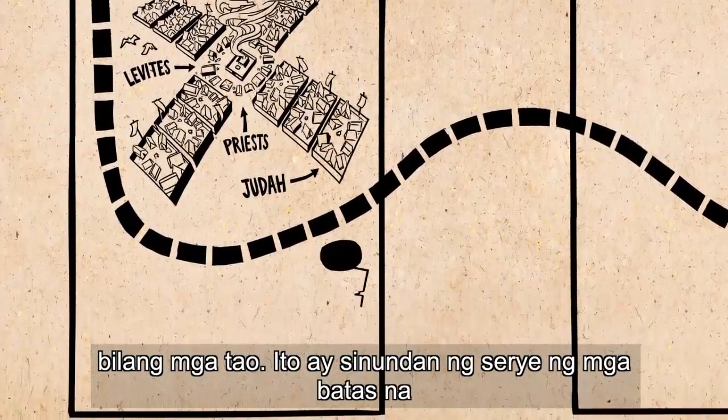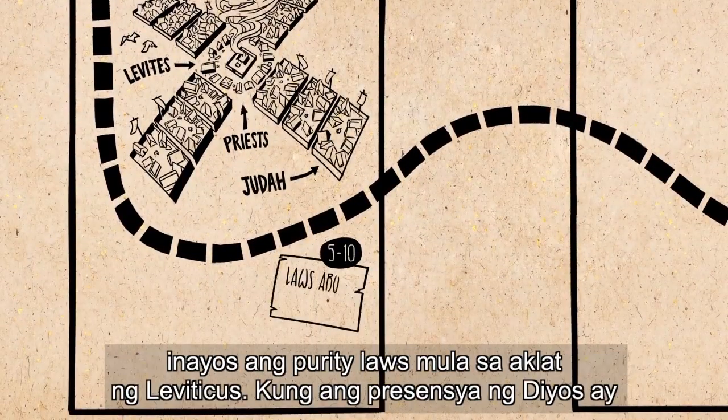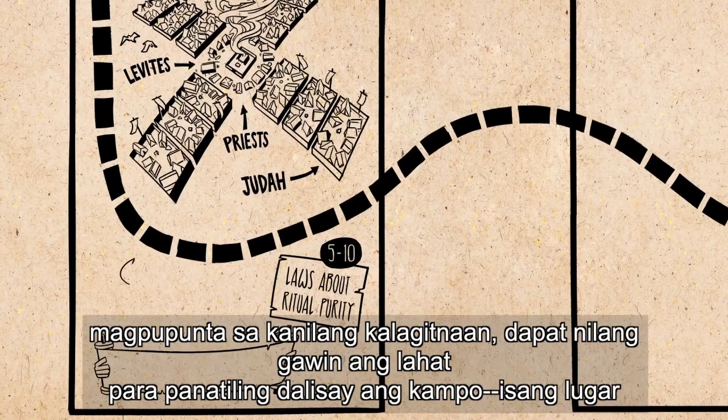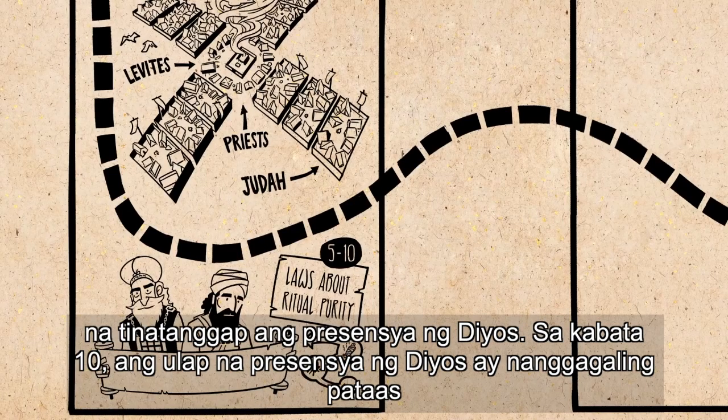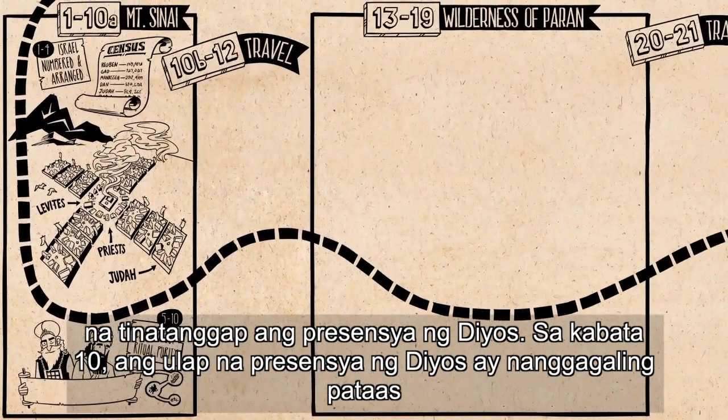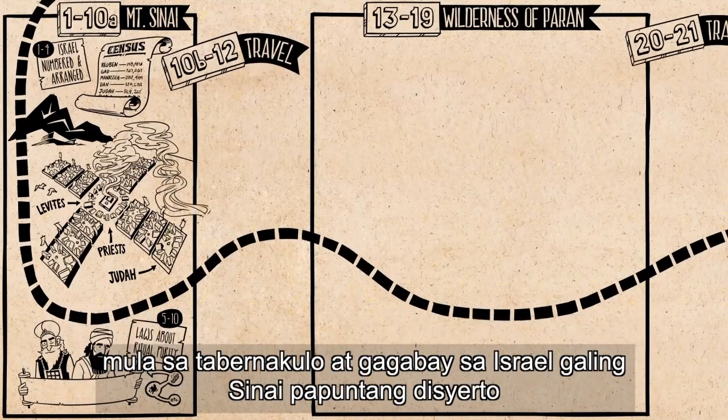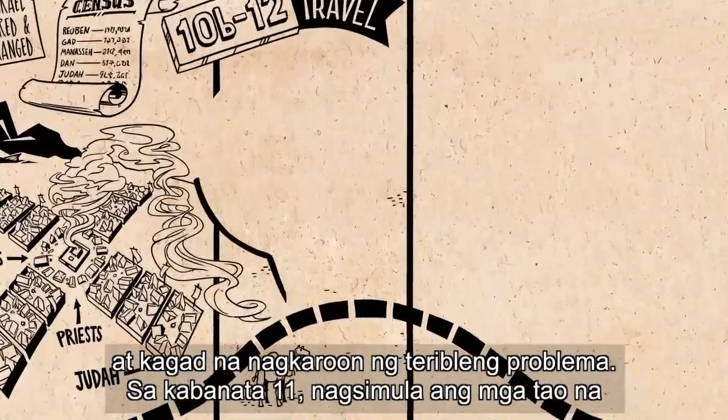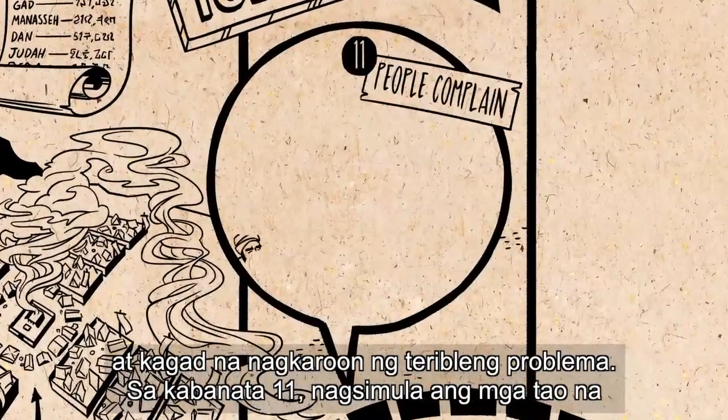This is all followed by a whole series of laws that develop the purity laws from the book of Leviticus. If God's presence was going to be in their midst, every effort should be made to make the camp pure, a place that welcomes God's holiness. In chapter 10, the cloud of God's presence lifts from the tabernacle and guides Israel away from Sinai out into the wilderness, and immediately things go terribly wrong.